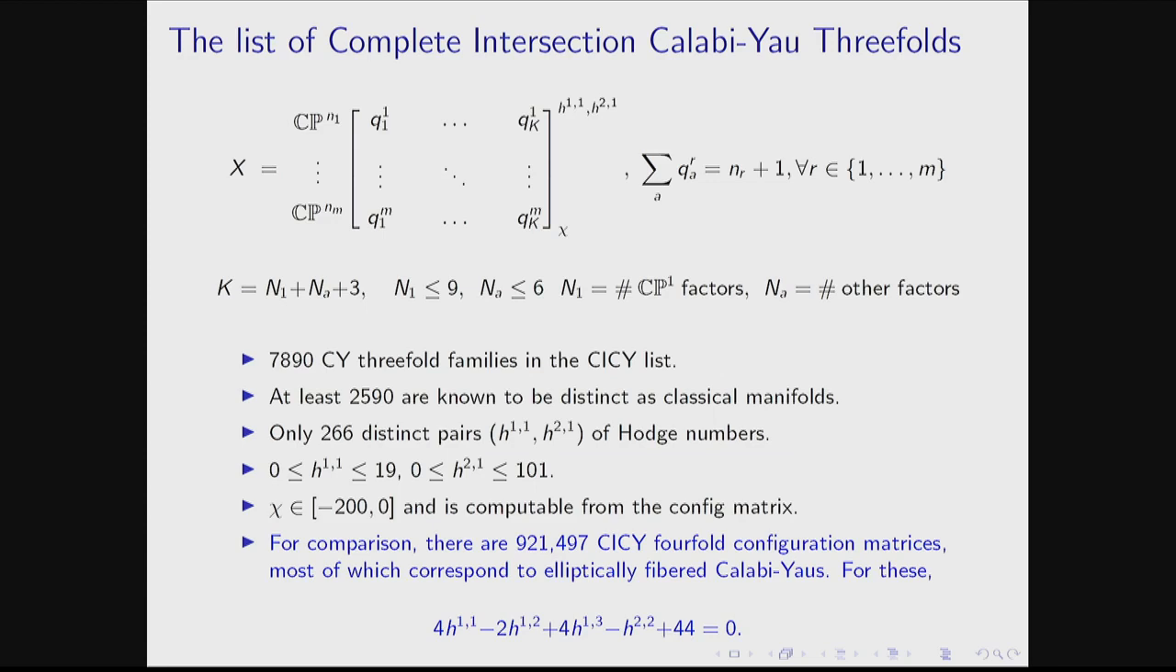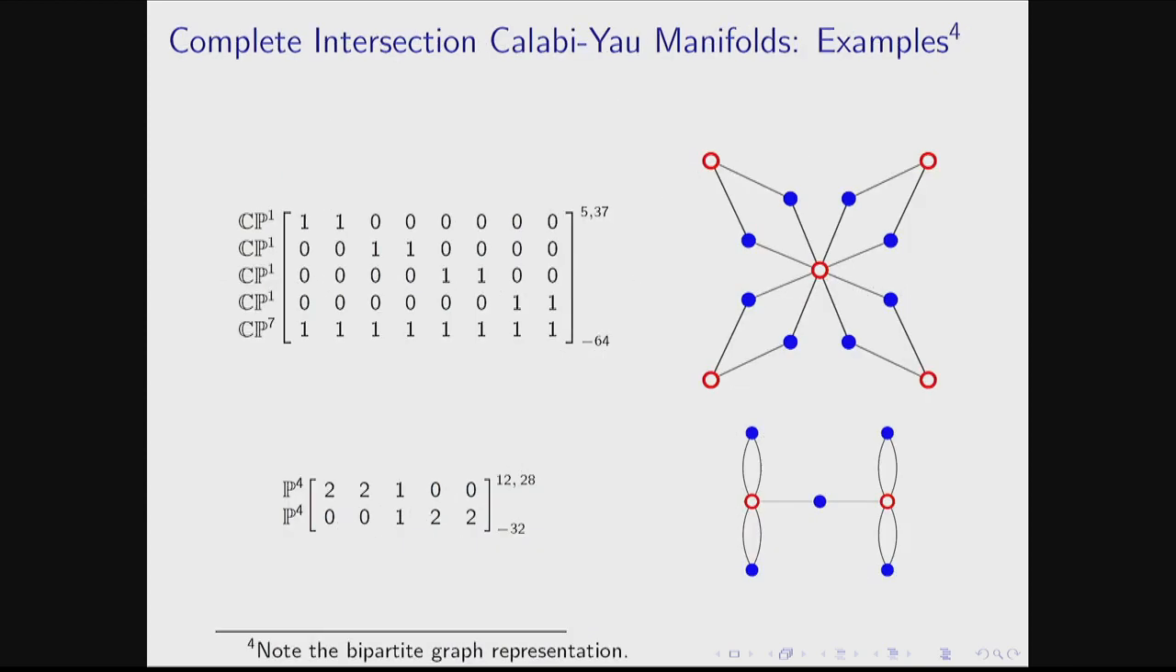Sorry, there are four Hodge numbers, but they are not all independent; they are related by this relationship. This is just for reference. We'll not be talking about Calabi-Yau fourfolds. Here are some nice pictures. So the matrices and the pictures or the graphs are equivalent.